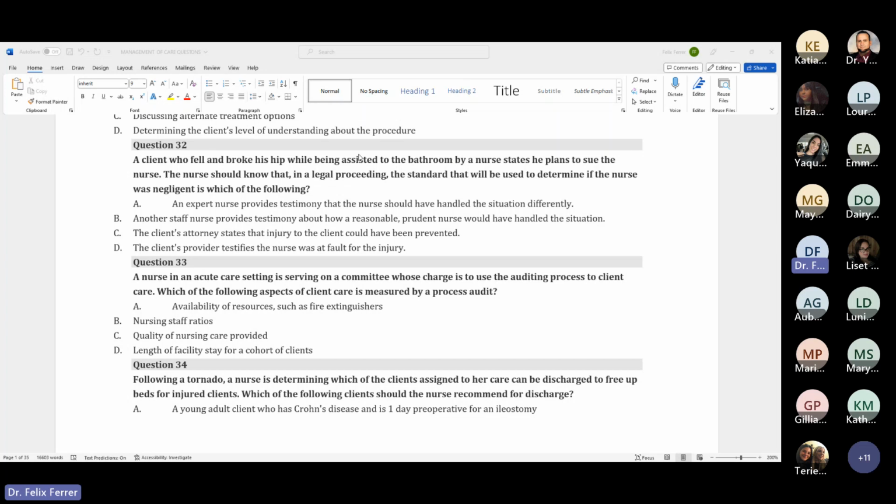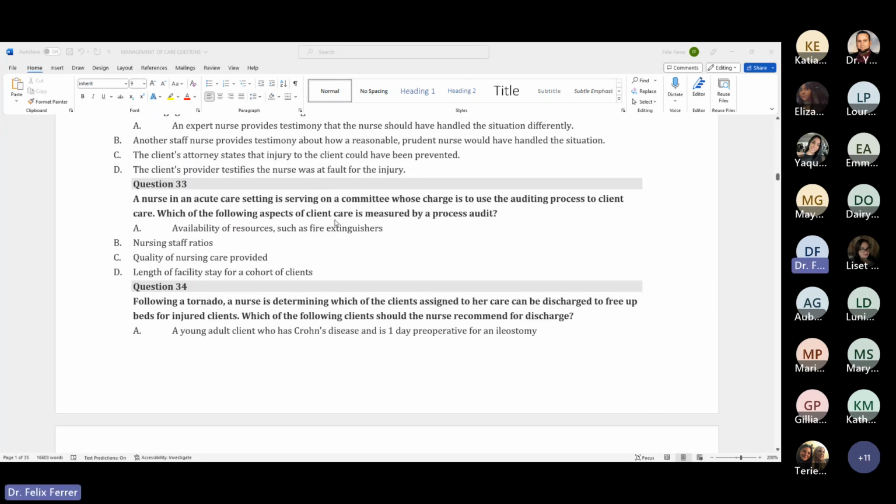Yeah. Okay. 33. This is an acute care setting where a committee is using the auditing process for client care. Which of the following aspects of client care is measured by a process of auditing?